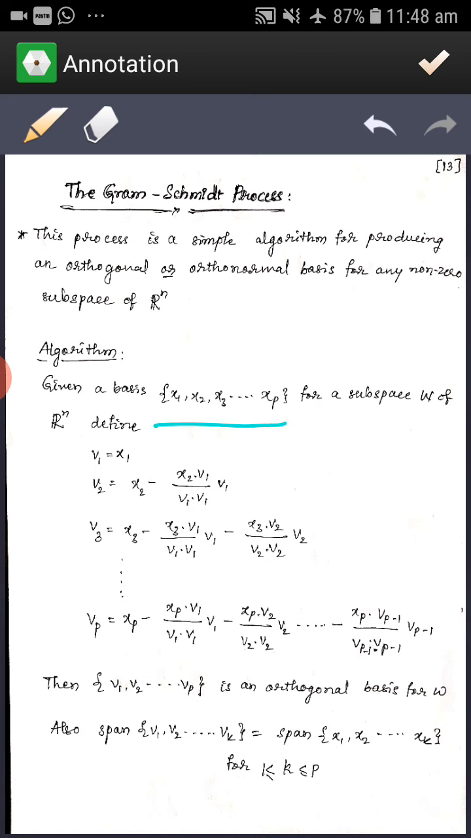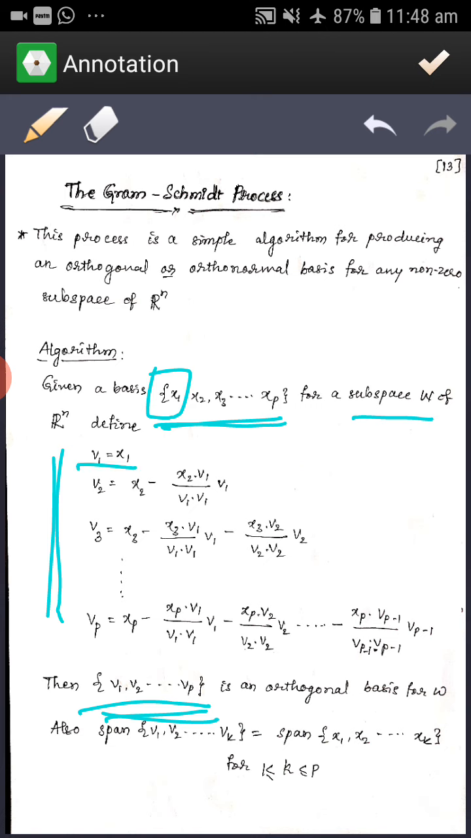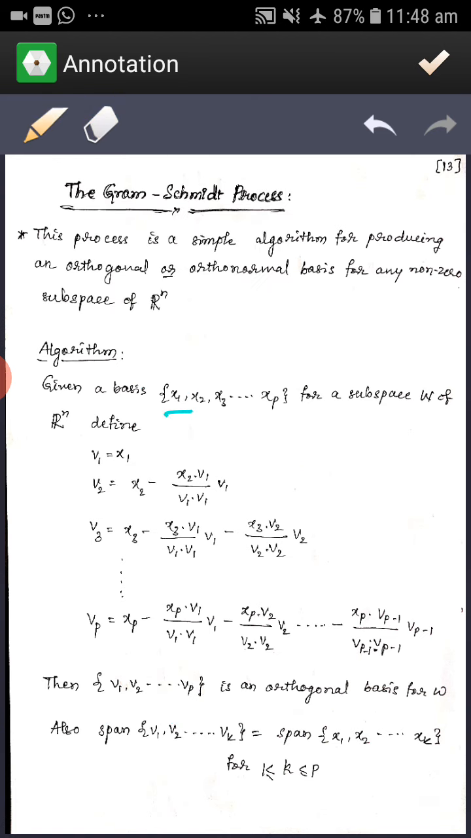If there is a basis of a subspace, say vectors x1, x2, x3 in the subspace, then we need to calculate the orthogonal vectors. How do we calculate these orthogonal vectors? It follows like this. The very first vector will remain the same, v1 equals x1. So if there are some vectors, we need to calculate v1, v2, v3 for them. The first vector remains the same.